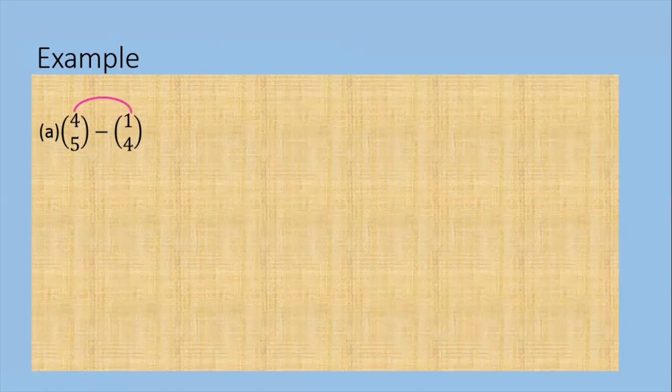Okay, let's take one by one. Now, for part A, we've got how many rows? Well, 2 rows and 1 column. So that's 2x1 here, 2x1 there, same order. Therefore, we can subtract. How do we subtract? Well, we shall subtract the corresponding element. So the 4 here, the corresponding element will be 1. 5, corresponding element will be 4. So how do we do it? It's 4 minus 1, 5 minus 4, that's 3, 1, which is the final answer.